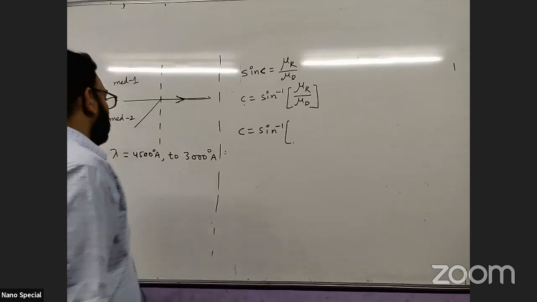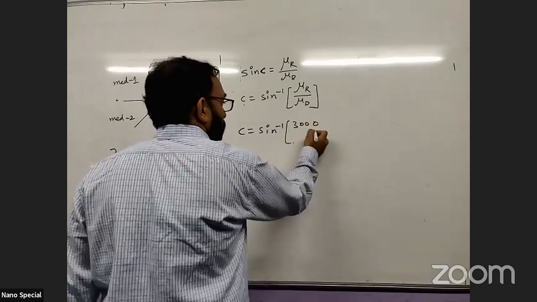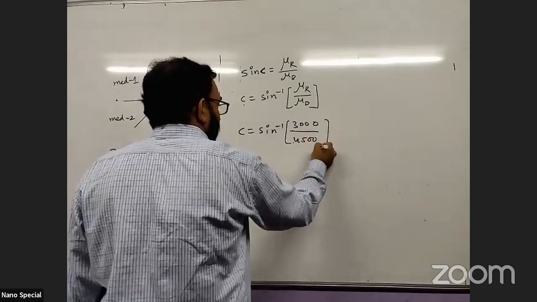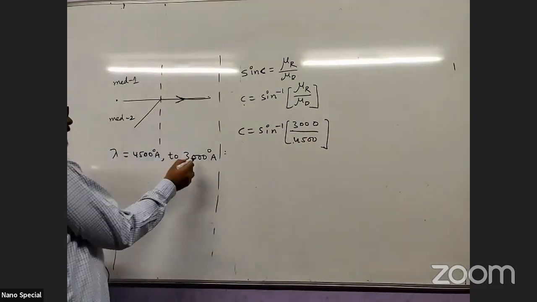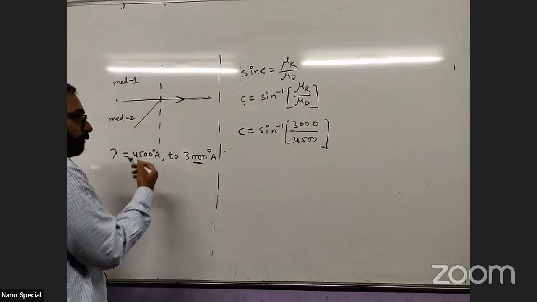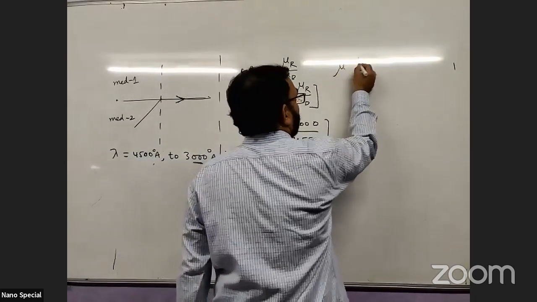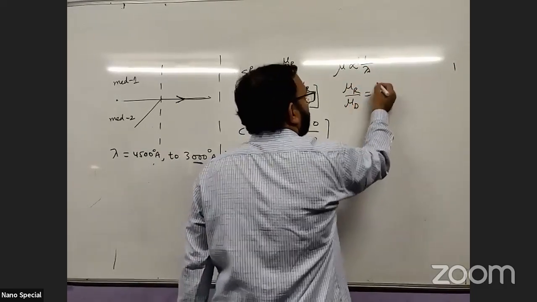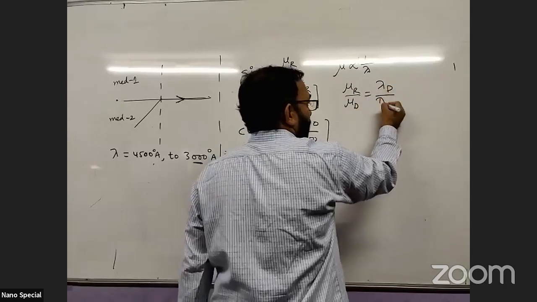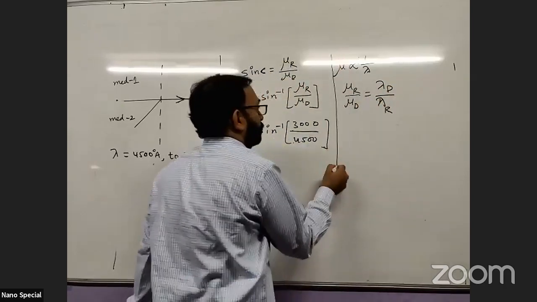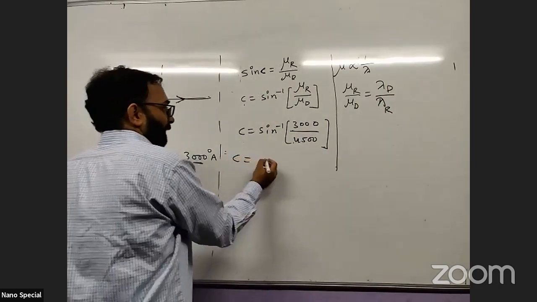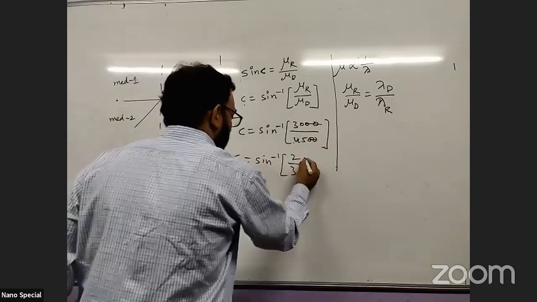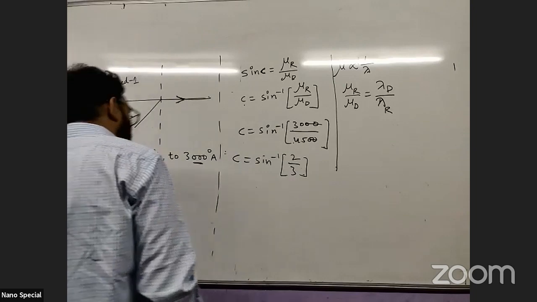That is 3000 by 4500. It is clearly said that the ray travels from second medium to first medium, and refractive index is inversely proportional to wavelength. If it is mu rarer by mu denser, then the lambda ratio will be lambda denser by lambda rarer. They are inversely proportional to each other. So sin C is 2 by 3, and C is equal to sine inverse of 2 by 3.